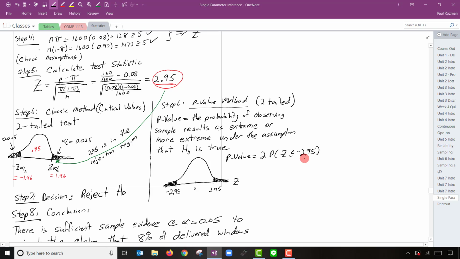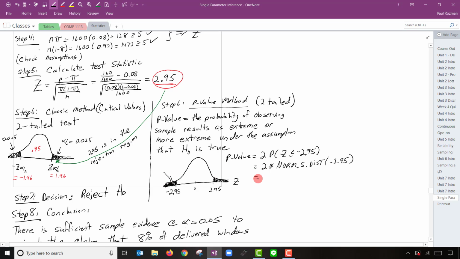Either way. If you had Excel, 2 times NORM.S.DIST of negative 2.95. That would give us the area under the curve down here. And then we double it.